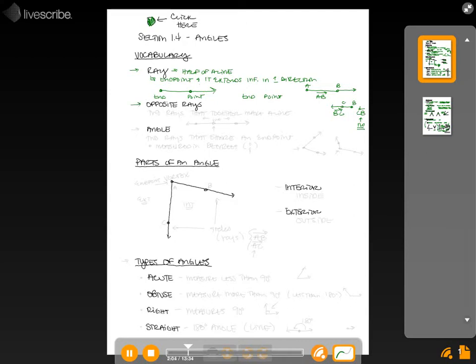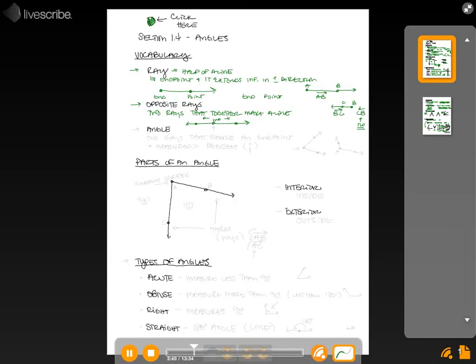Alright, now opposite rays are 2 rays that, when put together, make a line. So we have a ray that points to the right. We also have a ray that points to the left. Those are opposite rays. Here's the end. We have one that goes to the right and one that goes to the left. So together they make a straight line. That's what opposite rays are.